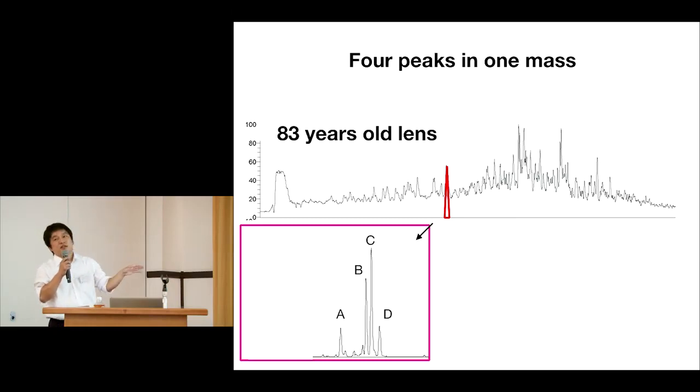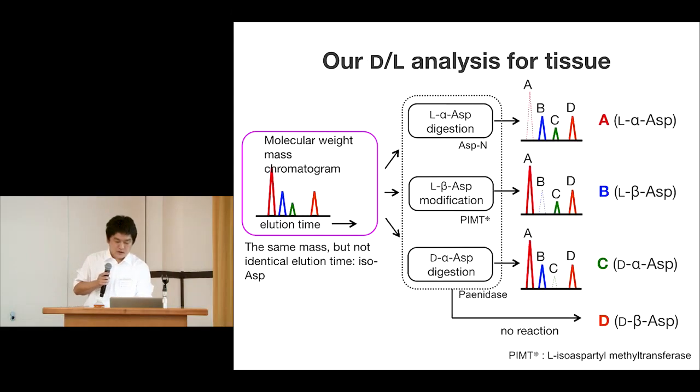Now we could see the four peaks, A, B, C, D. And we don't know yet which one is D aspartate, and also which one is beta aspartate. This is the method we are using now.